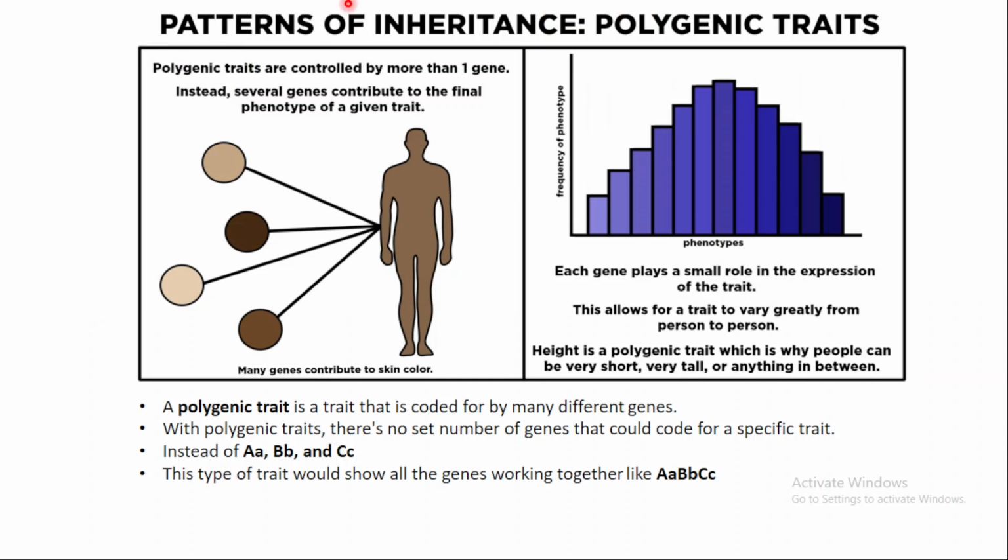So if you see here, polygenic, the term itself means poly and genes, many genes. So polygenic inheritance or traits are traits which are controlled by many genes. Polygenic traits are controlled by more than one gene. So till now we have learned the one gene, one trait hypothesis.